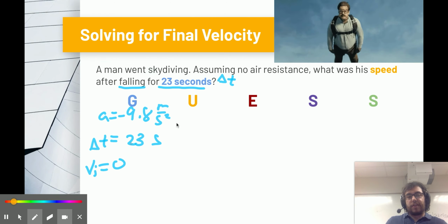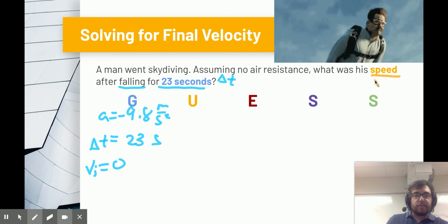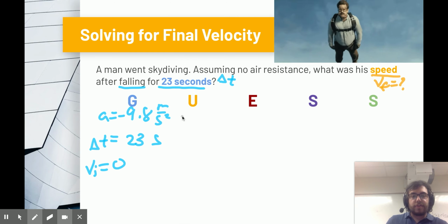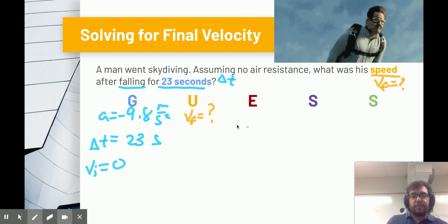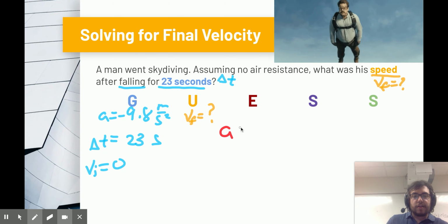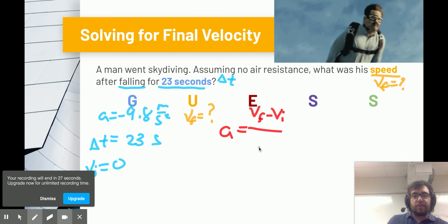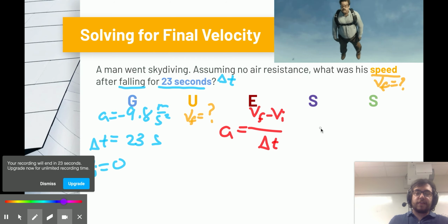The trick here is we're not asking for displacement. We're actually asking for VF. So this has got to be a different formula than what we've been using. In fact, it's one of our old formulas, our old friends. A is equal to VF minus VI over T. Then all we got to do, plug things in.